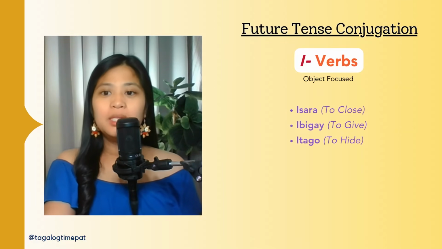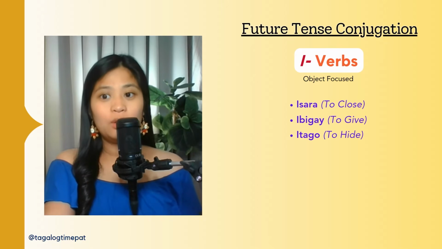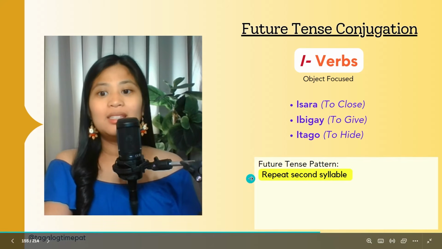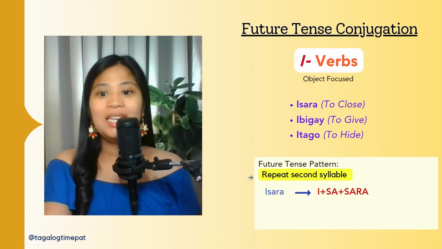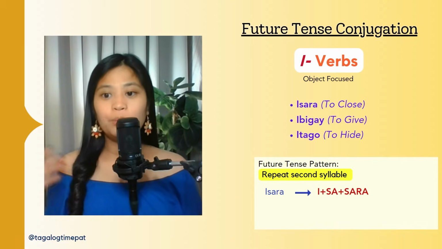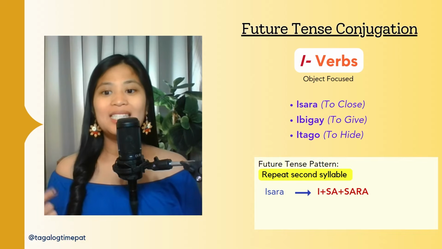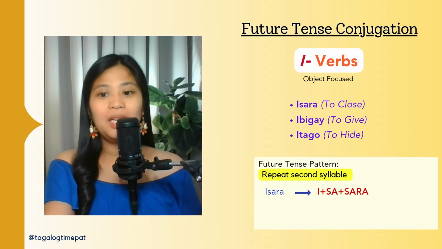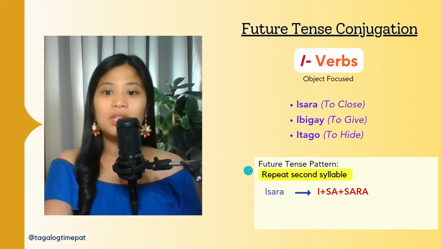Lastly, i-verbs. Some examples are isara, to close, ibigay, to give, and itago, to hide. Now, for the future tense conjugation of these verbs, you would just repeat the second syllable. Isara, to close, becomes isasara. Isasara ko yung pinto. I will close the door. You just repeat the second syllable. You give it a try. What do you think ibigay, to give, and itago, to hide, will be in the future tense? Just follow this pattern.